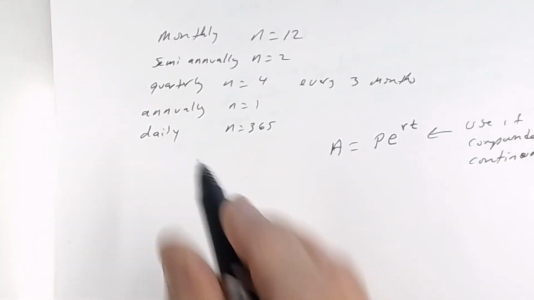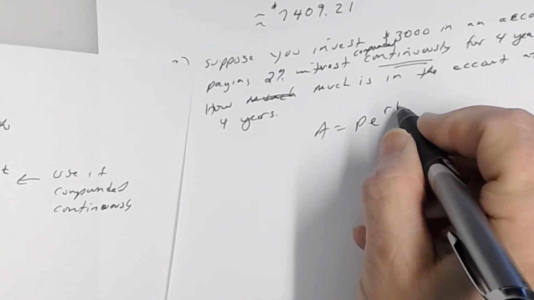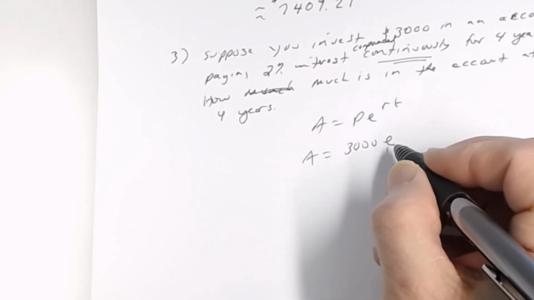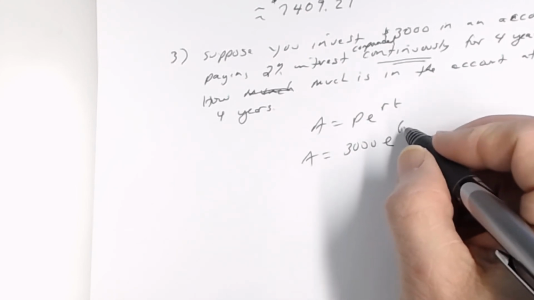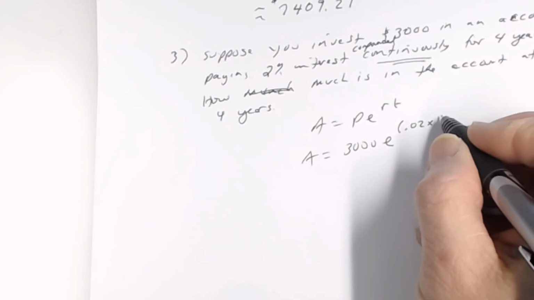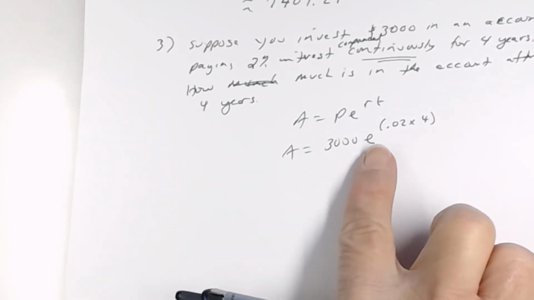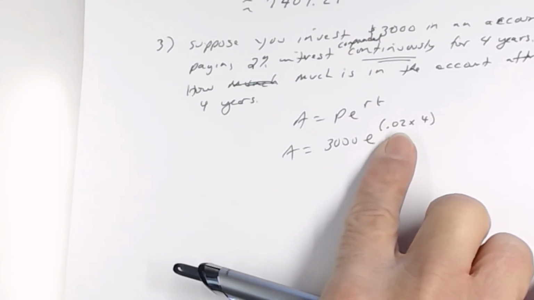All right, so let's plug in. I'm going to use A equals P times E to the RT. What's P in this case? 3,000 times E to the RT in parentheses. What's R in this case? 0.02 times T, and what's T? 4. Notice that in the previous problem R was not in the exponent on its own when it's compounded a finite number of times. But since R is in the exponent in this formula, it's a good idea when putting it in your calculator to put parentheses around the exponent.